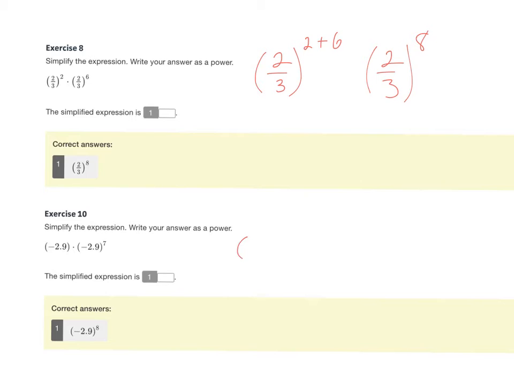And now we've got negative 2.9. The exponent here, if there's not an exponent given, it's just 1. So negative 2.9, we have multiplication, we're going to add the exponents, so that's going to be 1 plus 7. That's going to be negative 2.9 to the 8th.